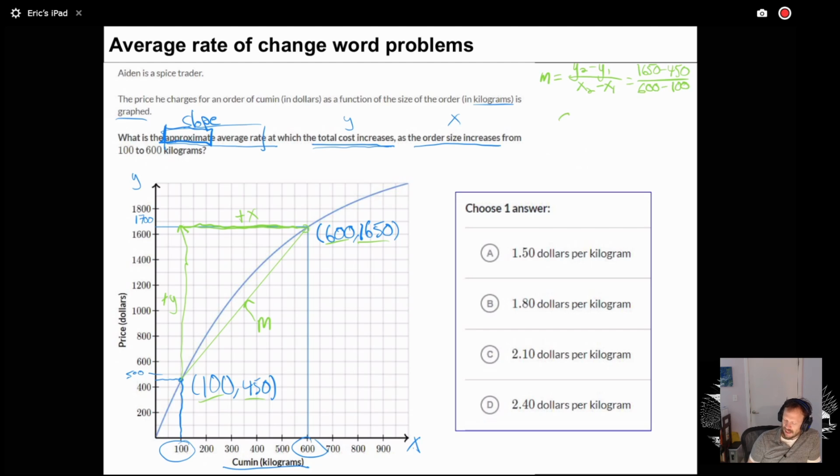Plugging that into the calculator or doing some simplifying, you get not approximately, you get exactly 2.4, which is answer choice D.